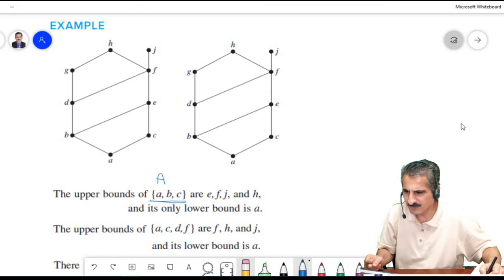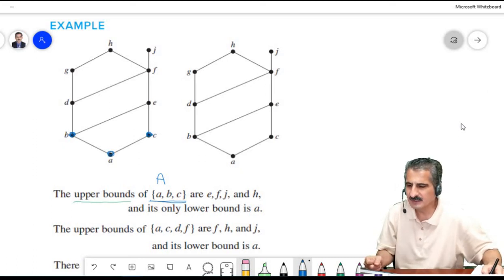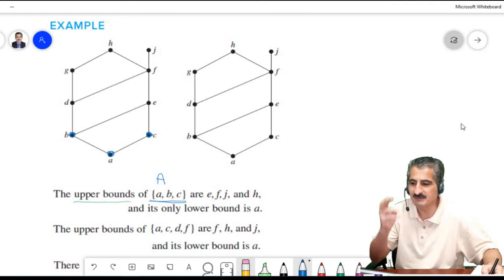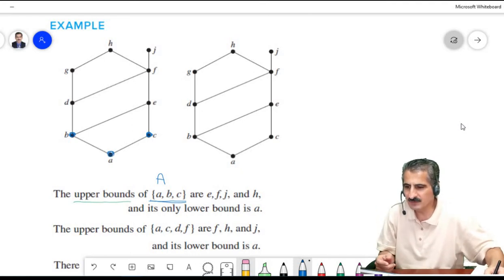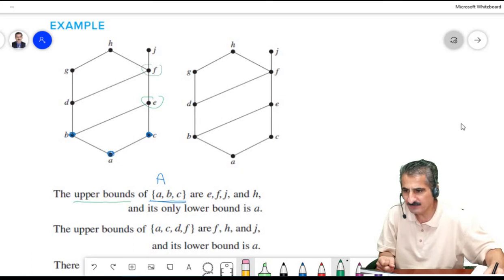Now we want to find the upper bounds of A. So let me find where A, B, C are. This is A, this is B, and this is C. To find all the upper bounds, I need to find all elements that are greater than A and B and C. If we look at E here, E is greater than C and A and B. F will do the same thing, and G and H.